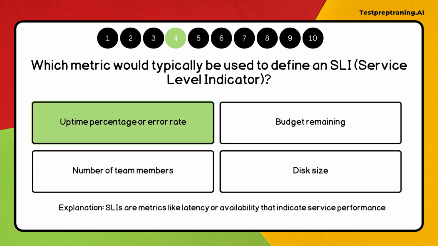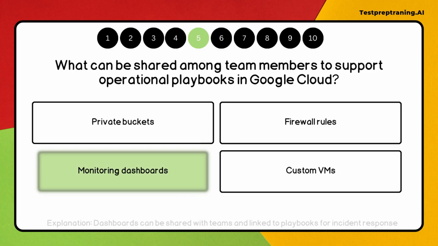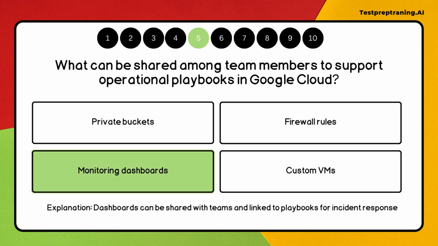Correct answer is uptime percentage or error rate, as SLIs are metrics like latency or availability that indicate service performance. Question 5. What can be shared among team members to support operational playbooks in Google Cloud? Correct answer is monitoring dashboards, as dashboards can be shared with teams and linked to playbooks for incident response.